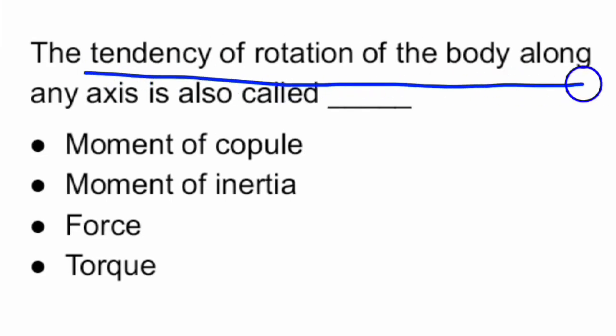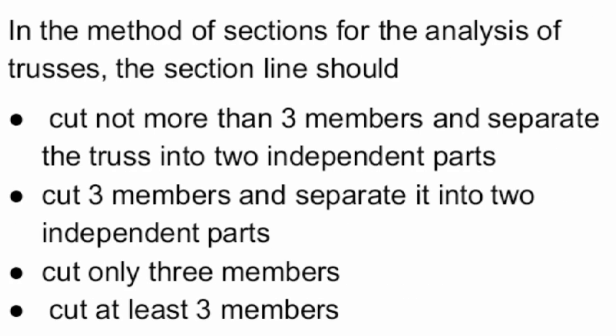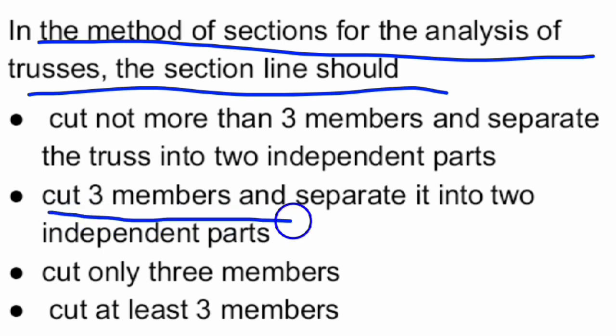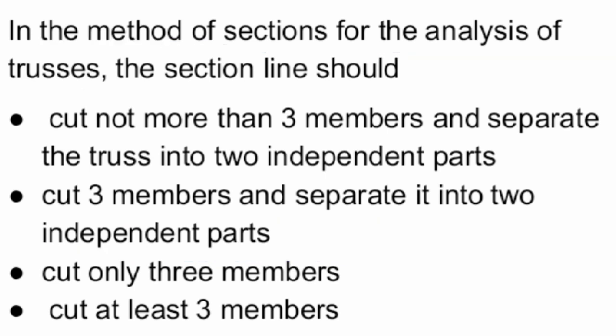The tendency of rotation of a body along an axis is called what? It is called torque, twisting moment. In the method of sections for an analysis of trusses, the section line should do what? It should cut 3 members and separate it into 2 independent parts. That is option 3.